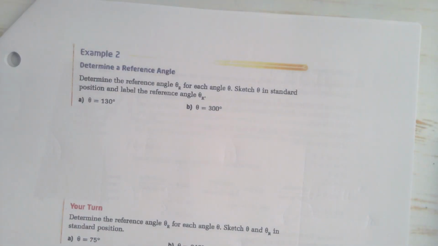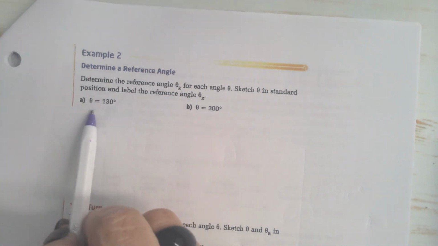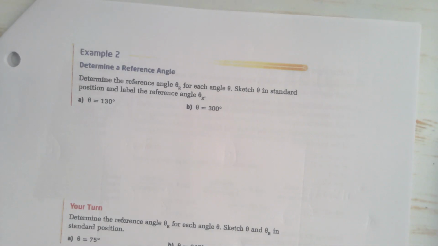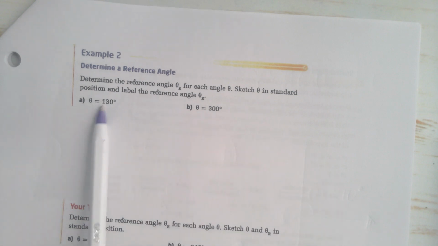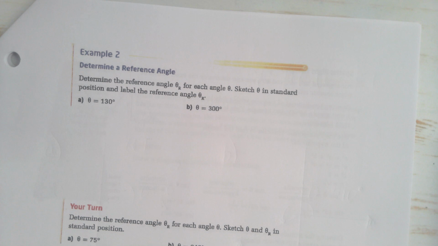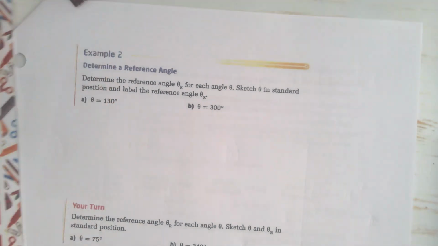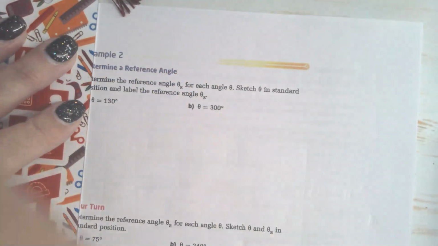Okay? So what they want you to be able to do is they will give you a standard position angle. So anytime you see theta, you think standard position angle. They want you to determine what the reference angle would be for each of them, sketch your standard position angle, and then label the reference angle. So they give you a theta angle, a standard position angle that's 130. Where would I put it? Quadrant 2. Okay? So you're going to draw it in quadrant 2.